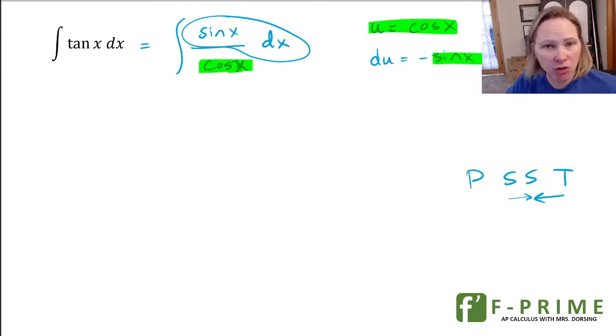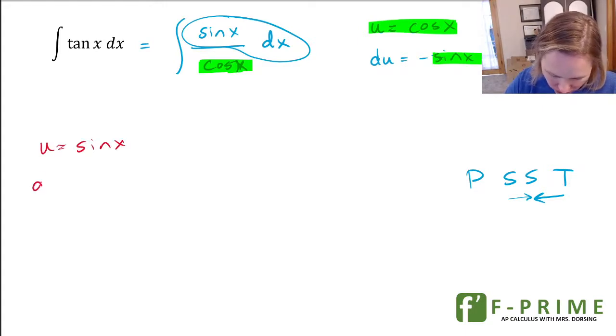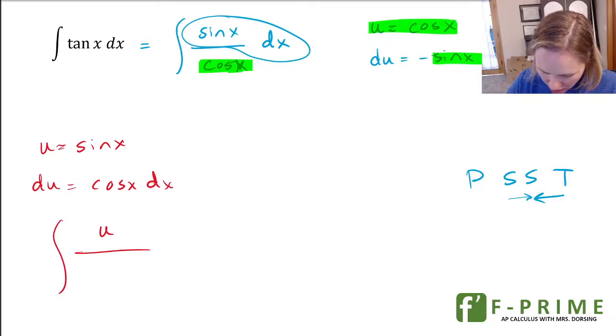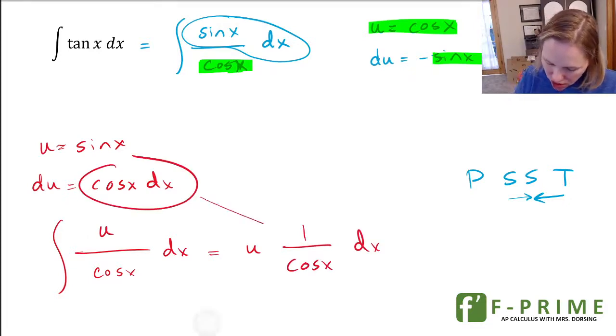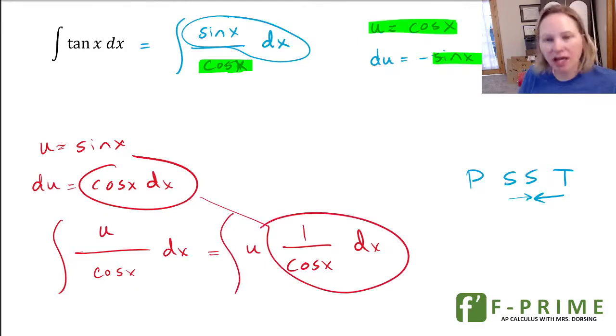Now, if I went the other way, if I said, well, what if I let u be the sine? Then du would be cosine of x dx. The problem with that is when I go to do my u-substitution, I end up with this problem because cosine of x technically is in the bottom. So I still have this cosine of x dx, and I would need to replace 1 over cosine. So this u-substitution is not the same when I try to replace it. So one way will work and one way will not.